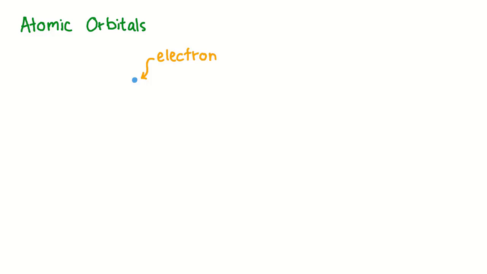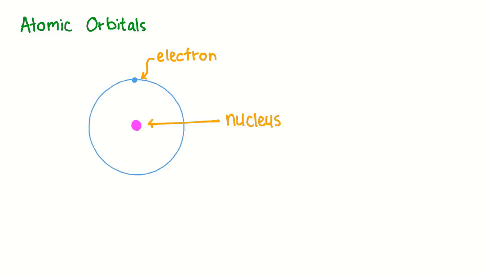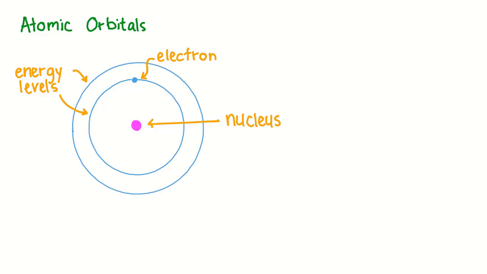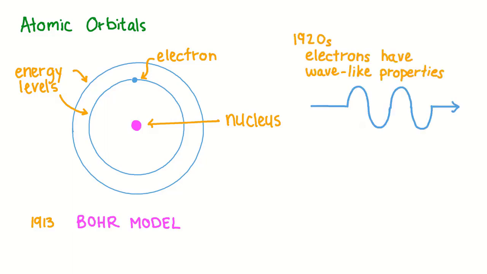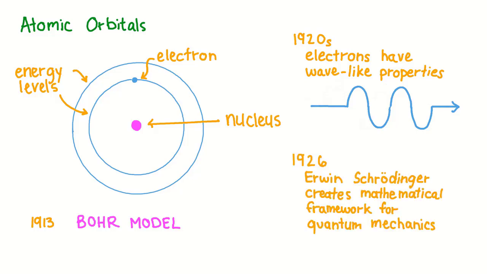Historically, scientists thought the electron was a point particle, which orbits the nucleus of the atom, and can occupy different energy levels. This description is the Bohr model of the atom, which was proposed by the physicist Niels Bohr in 1913. But not long after, in the 1920s, experimental evidence emerged that showed that electrons and other fundamental particles have wave-like properties. These discoveries led to the creation of a new branch of physics, which is called quantum mechanics.